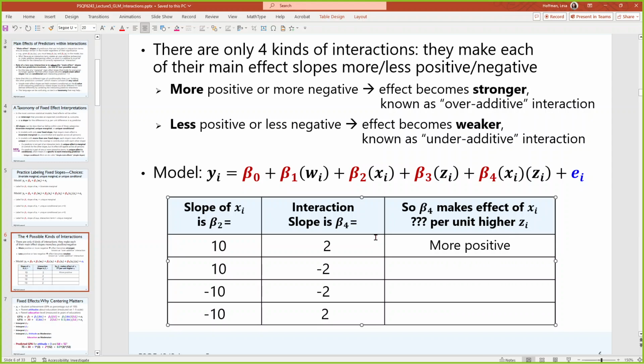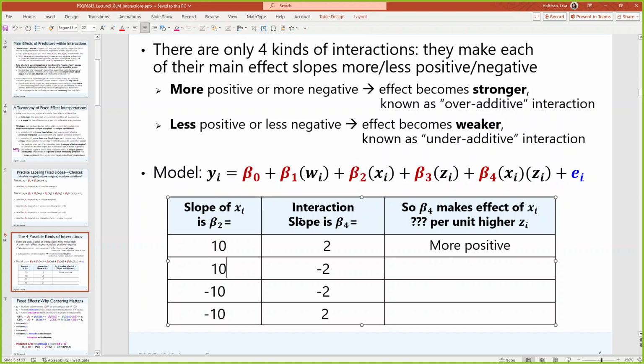So what is going to happen is that the effect of X is 10 if Z is 0. If Z goes up by 1 unit, the slope changes from 10 to 12. And if Z goes up by 2 units, the slope changes from 10 to 14. The slope changes, not y, the slope. That's the key. If you talk about the interaction term as what happens to y, you will get confused. Its job is to change these main effect slopes, which then trickle down to y.